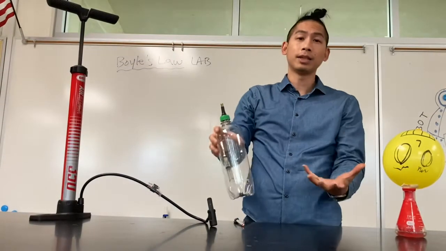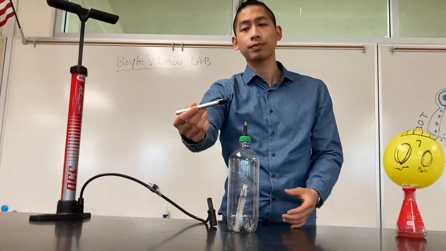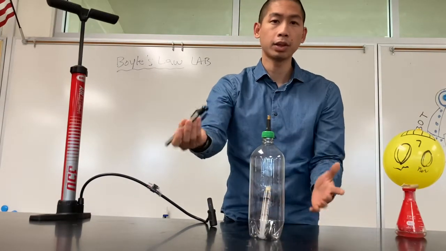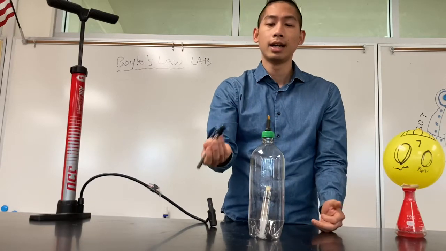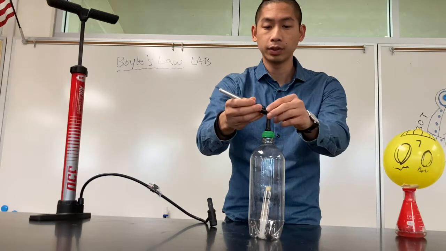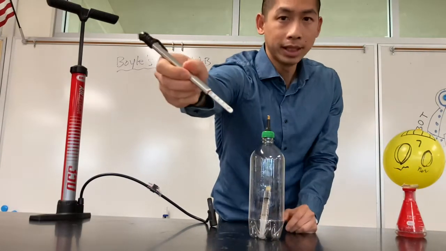So next we need something to read the pressure. So that's where this device comes in. This is a tire gauge, which is useful for reading pressure. So how does it work? I just press down and it's gonna shoot out this little thing, which will give me the pressure in PSI.